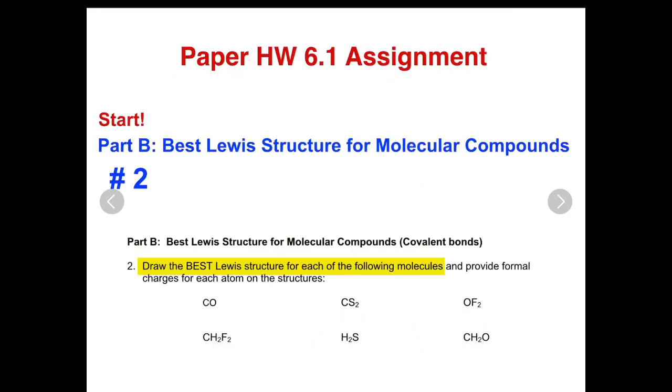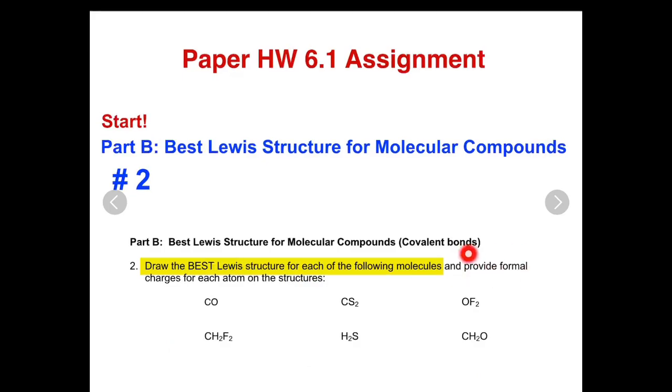Now you should be able to start working on the paper homework 6.1 part B number 2. Draw the base Lewis structure for this compound. For now, do not worry about providing the formal charges yet. We are going to go over these formal charges later.